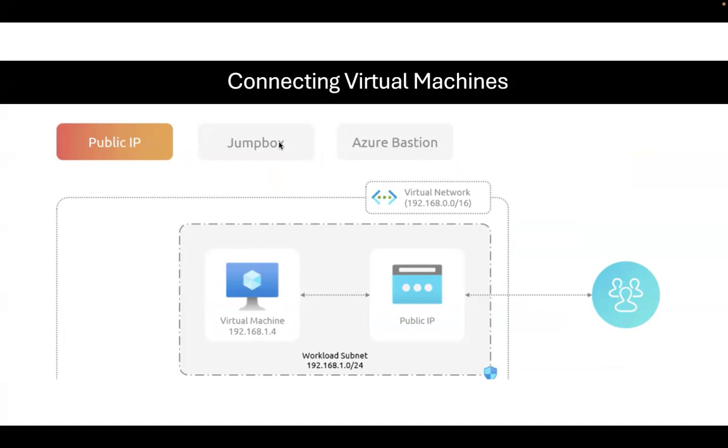The next way is a Jumpbox. You can assign a public IP to one of your virtual machines which is in this VNet, then RDP into the other VMs which are within that VNet. So these three are there when you are trying to connect to the virtual machines.